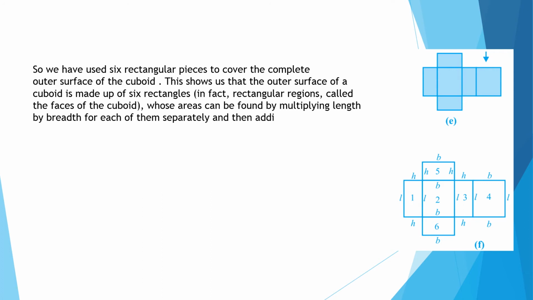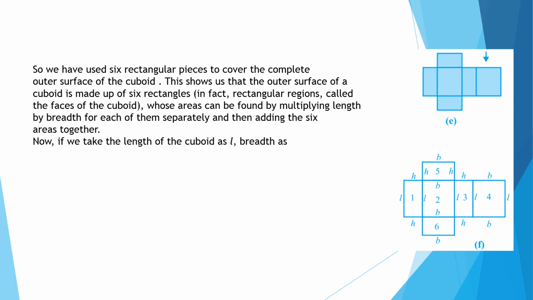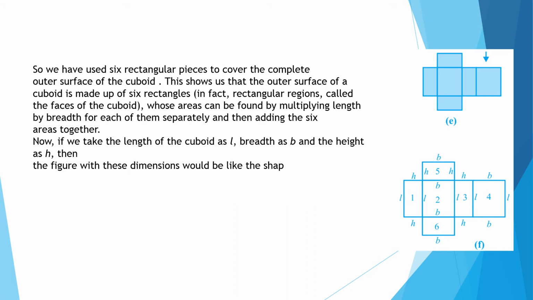Each is in the form of a rectangle, and how many rectangles do we have? 6 rectangles, and the area can be obtained separately and then all those 6 areas added. Now if we take the length of the cuboid as L, breadth as B, and height as H, then with these dimensions L, B and H the shape is as you can see in figure F.